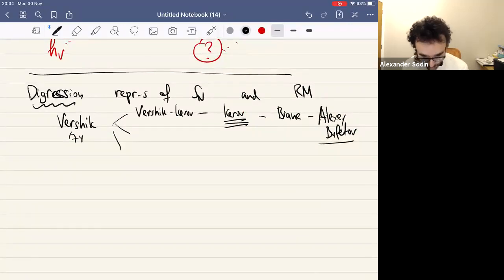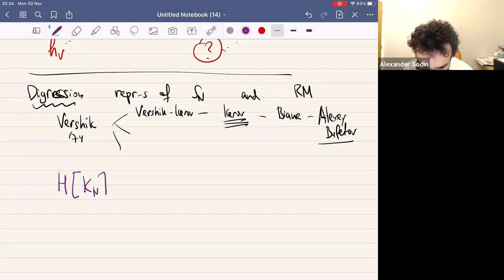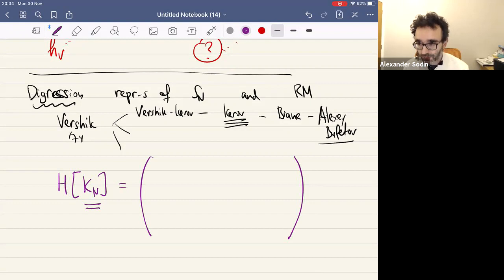So we use the following construction. Let's consider the following matrix, which I'll denote H of K_n. K_n stands for the complete graph with n vertices. It's an n by n matrix, which is made out of transpositions. The ij entry is the transposition exchanging i and j in the symmetric group of order n.